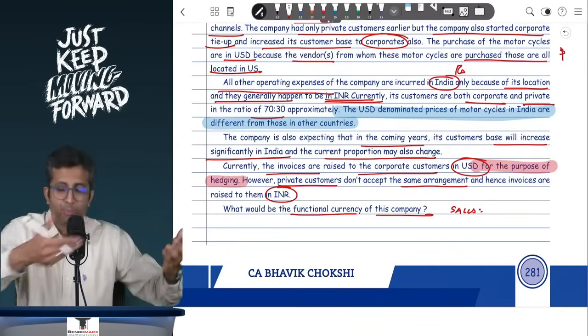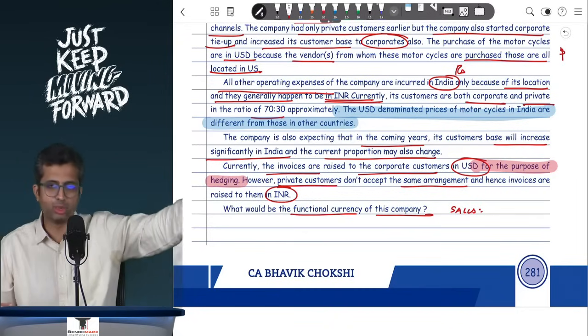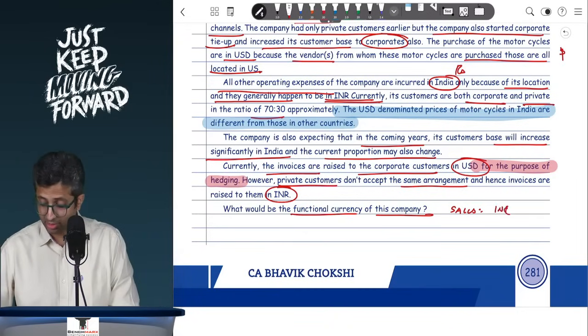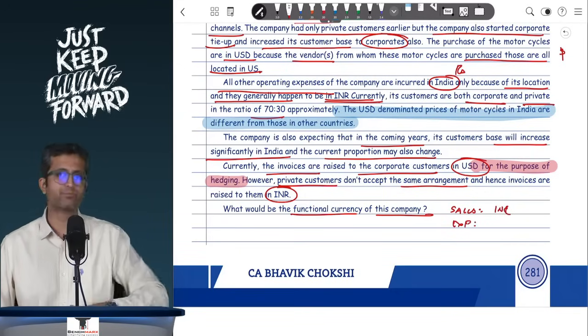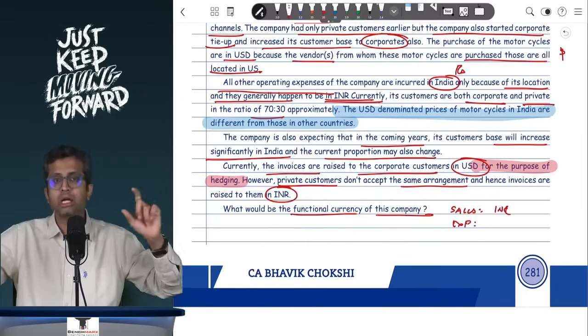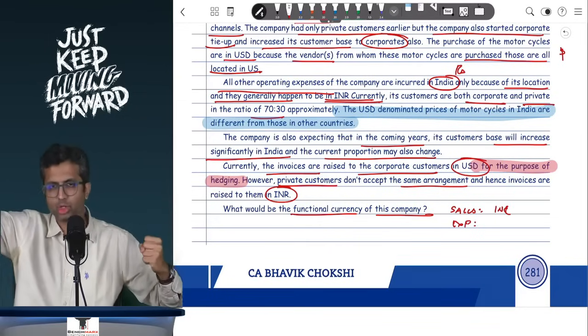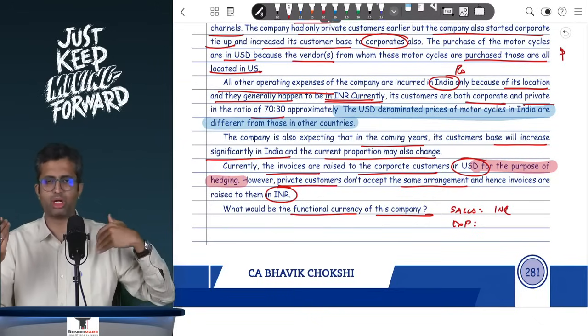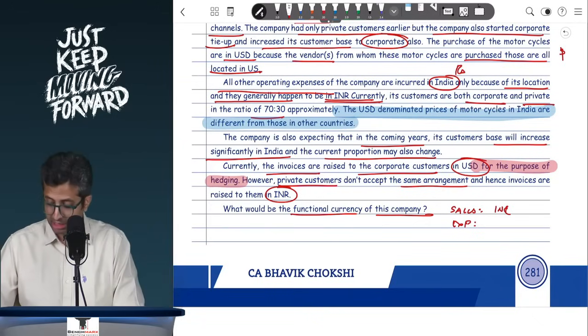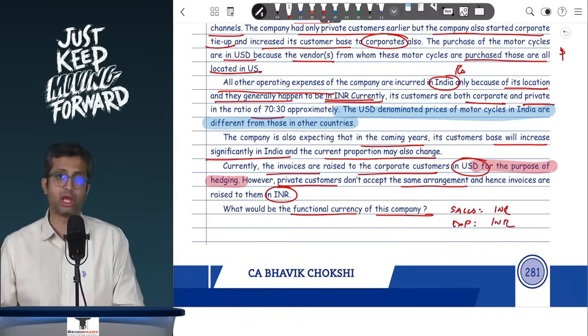If I had no import commitment to pay in USD, I would not have billed them in USD, and hence the currency which influences the sale price is the rupee. Expenses are largely rupee expenses. There is import of motorcycles in USD, but that is usually hedged because I'm going to receive money from corporate customers in USD, use it to pay the motorcycle cost, and hence all other expenses are in INR only.